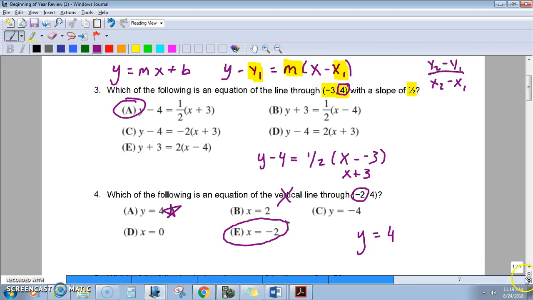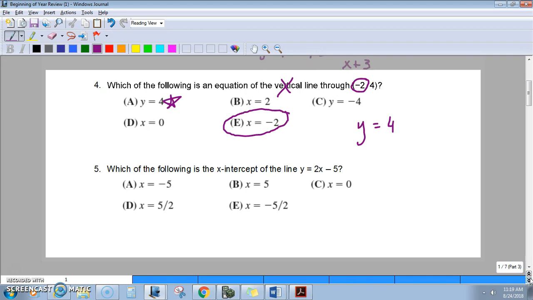All right. Number 5. Which of the following is the x-intercept of the line y equals 2x minus 5? So I think this is one of those things, again, that's a little bit tricky. They're trying to trick you. It wants the x-intercept, right? And what we have here is the y-intercept, right? We know that the y-intercept occurs when x is equal to 0. But we also know that the x-intercept occurs when y is equal to 0. So what we're going to have to do here is solve for y equals 0.